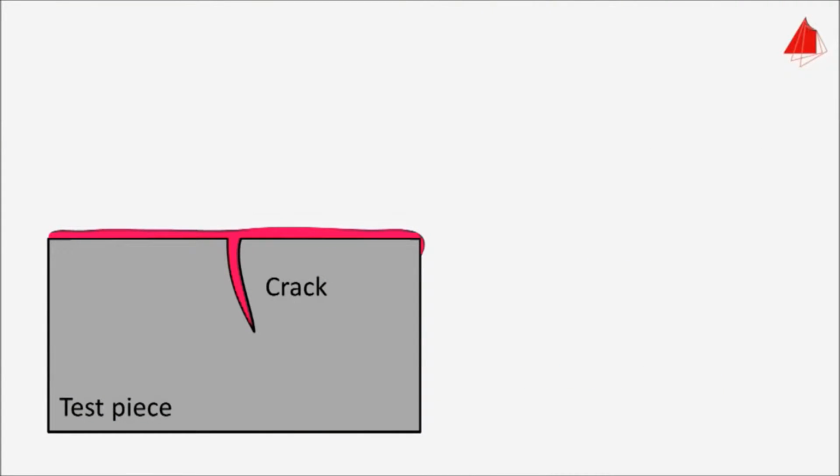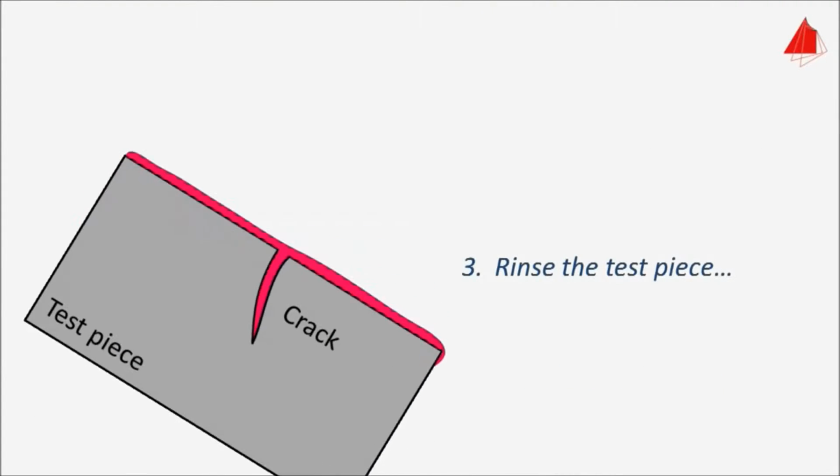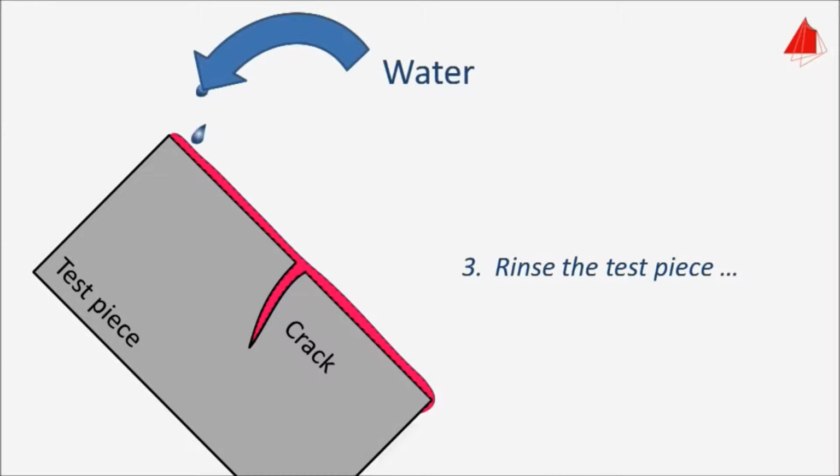After several minutes of dwell time, the third step is to rinse the part's surface cautiously with water. The water removes the penetrant completely from the surface but leaves it in the crack.